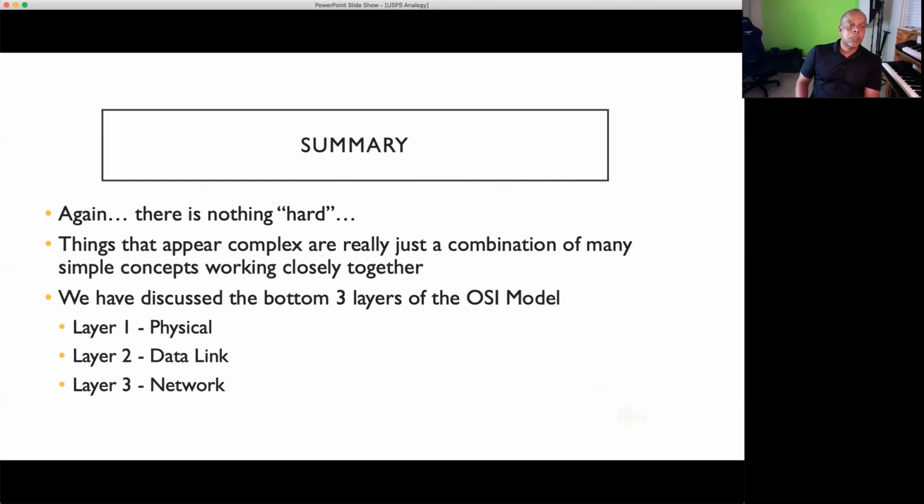So what did we discuss today? Like I said, we talked about layer 1, the physical layer, layer 2, your data link layer, and layer 3, your network layer, as well as encapsulation.